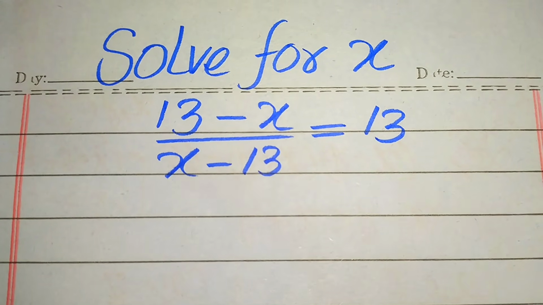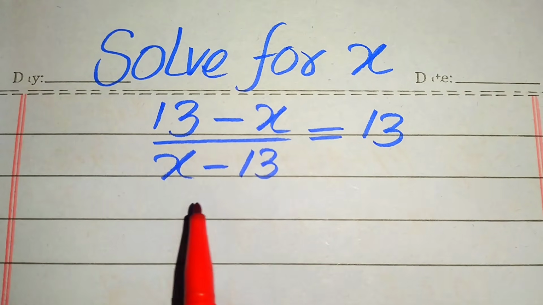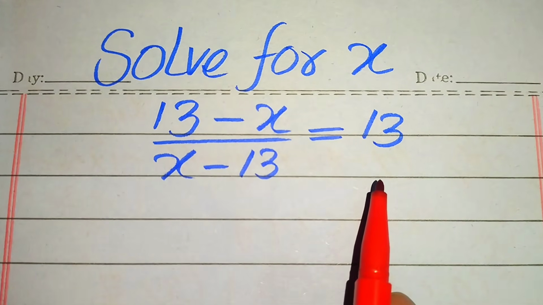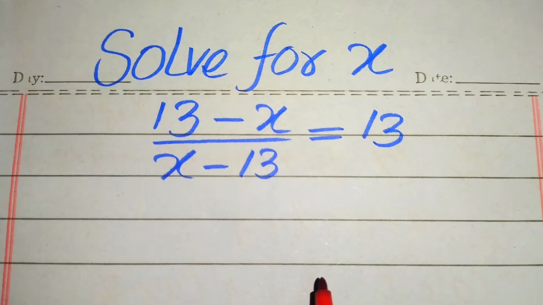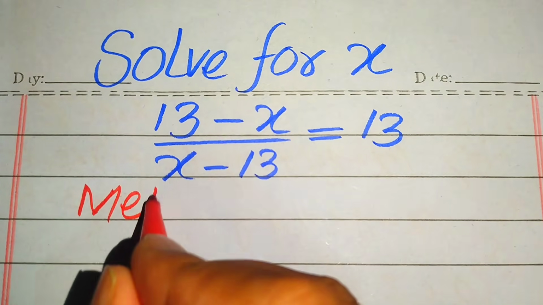So here we have (13 minus x) divided by (x minus 13) is equal to 13, and we solve this problem for all the values of x. First we need to find all the roots of this equation, and at the last we will verify which of the roots are solutions and which of the roots are extraneous roots. Further, we solve this problem by two methods.